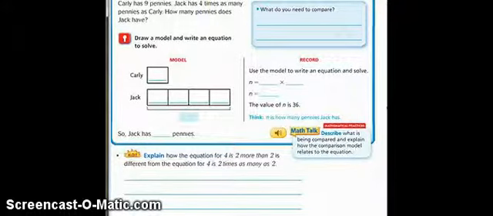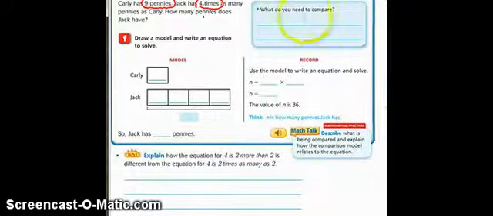Let's unlock the problem. Carly has 9 pennies. Jack has 4 times as many pennies as Carly. How many pennies does Jack have? Okay, before we begin, we're going to use our reading strategies. Let's go ahead and circle the information we already know. We know that Carly has 9 pennies, and we know Jack has 4 times as many as Carly. How many pennies does Jack have?